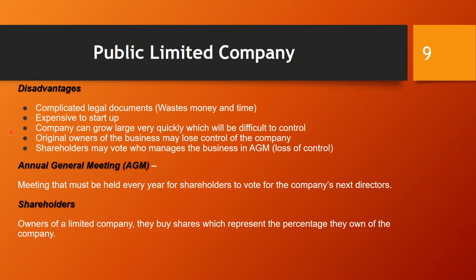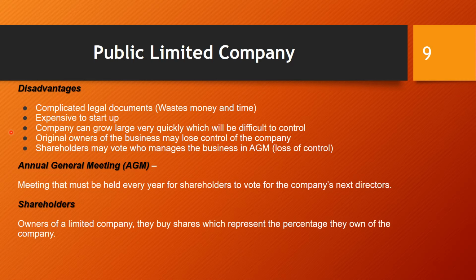So what do you mean by AGM? AGM is simply an annual general meeting. Annual meaning to say yearly. So you are supposed to meet every year as shareholders to vote for the next company's directors, next year's company's directors. So after every financial year, you meet and then you do the voting.